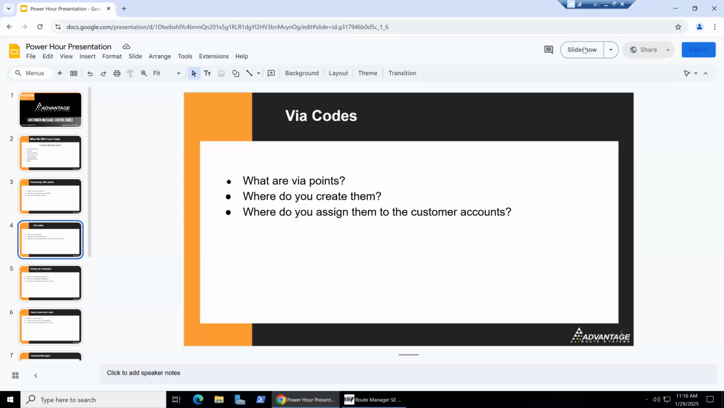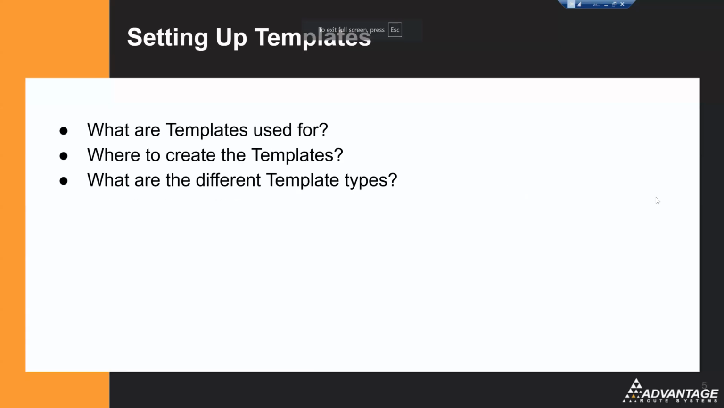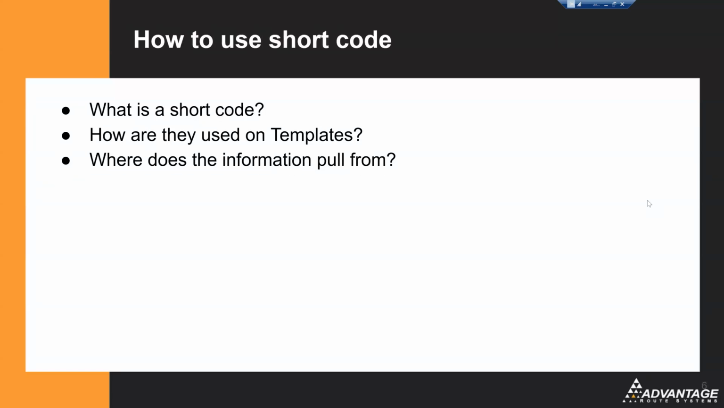Okay, so we're going to get into our next slide. Right, so we are going to go over setting up the templates. I'm going to explain what our templates are used for, where to create these templates in RMA, and what the different template types are. In addition to this, I'm also going to go over how to use these short codes in the system. I'll explain what the short codes are used for, where you would go to pull them, and where that information pulls from.